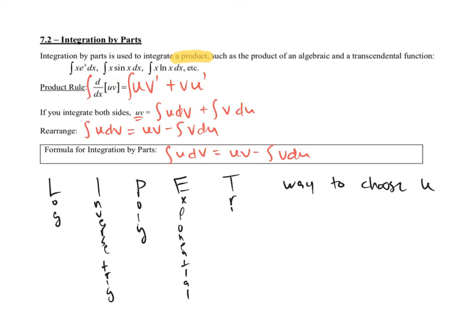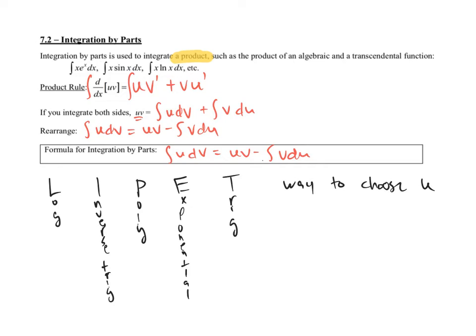And T stands for a trig function. Basically what this means, and the order definitely matters here, is that let's say you have a logarithm in your integrand. Well, then I'm definitely going to choose that for u because L comes first in this acronym. If I have an inverse trig and I don't have a logarithm, I'm going to choose inverse trig.